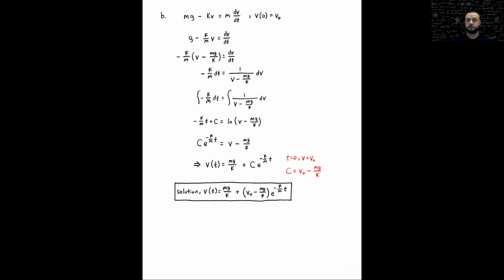So here we get our explicit solution for the velocity, and we're even given an initial condition. So at time 0, there's an initial velocity, which we're denoting as v sub 0. Now with that initial condition, we can solve for c, and you should find c comes out to v sub 0 minus mg over k. And if you plug that in, we get our explicit solution for the velocity.